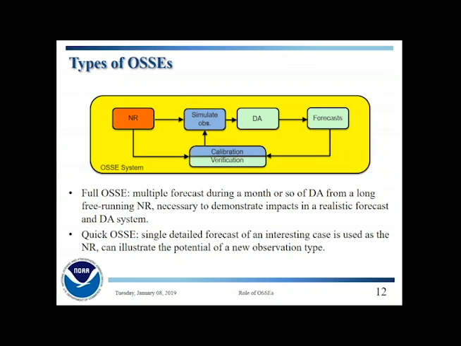In some cases where you just want to try out a new potential type of sensor, it makes sense to start off in a cheaper setting. We call these quick OSSEs, and here we often take a single detailed forecast, the best forecast we can, of a particular interesting case, a severe storm or hurricane, what have you, and we treat that as a nature run. The same OSSE setup applies to quick OSSEs as well as full OSSEs, and it's good enough to show the potential of a new observation type.